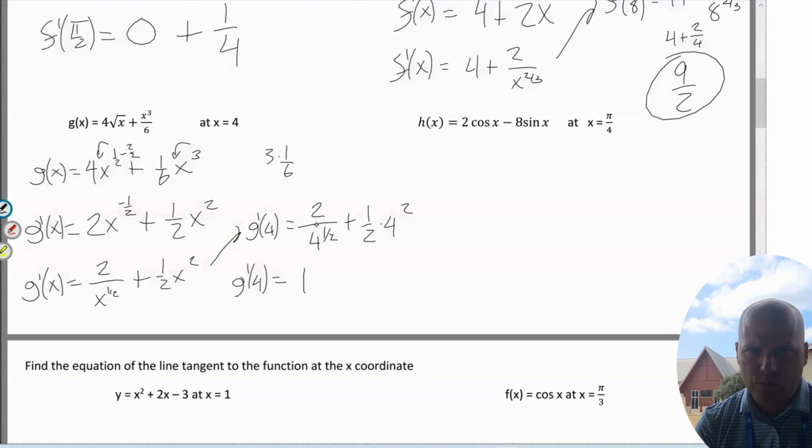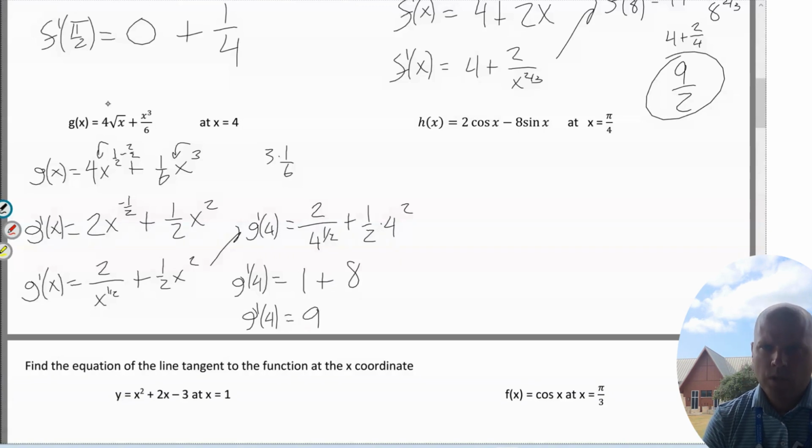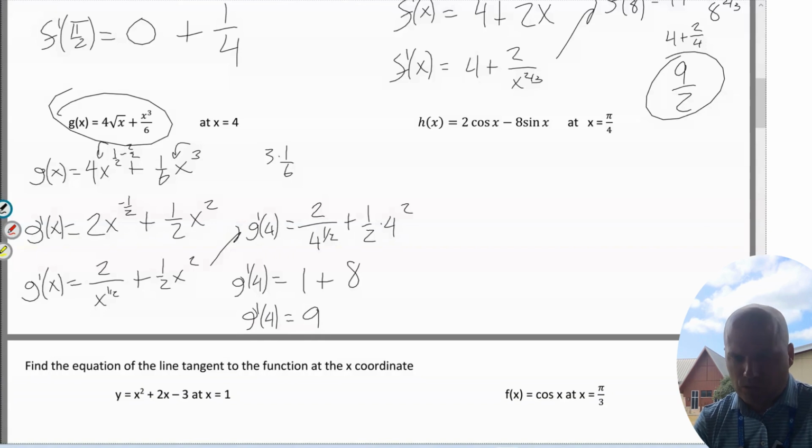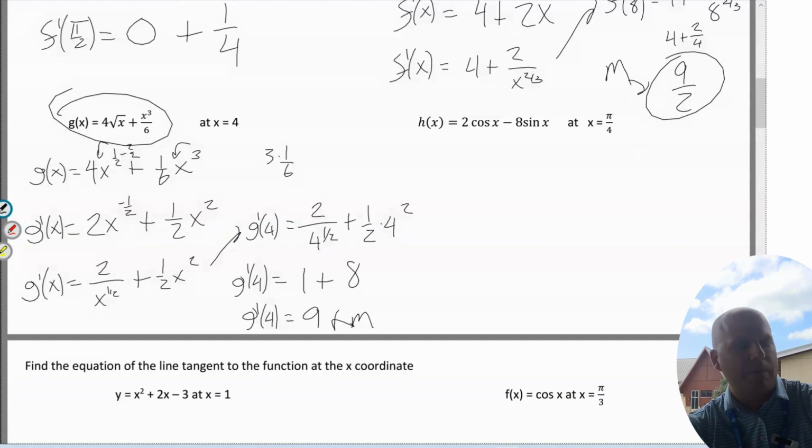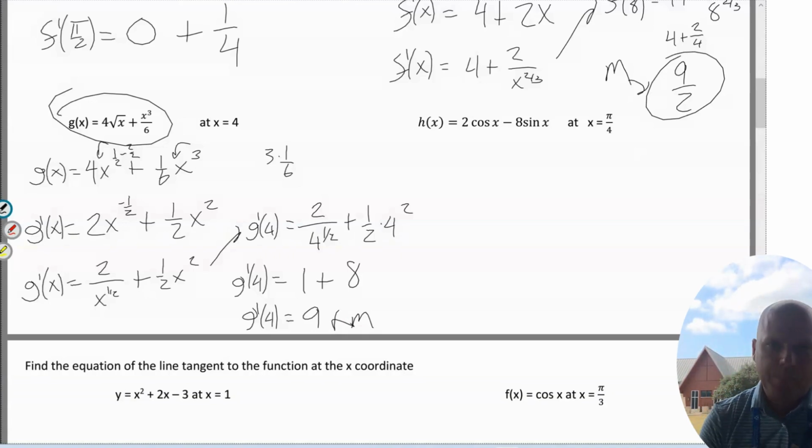Square root of 4 is 2, so 2 over 2 is 1. This is 16 times a half, which is 8. This is 9. This function at x equals 4 is increasing 9 y's per x. This is an m. Don't you forget it. This is an m. Don't forget what it means. This is the slope of the tangent. This is the first thing we've been doing with these slope equations. Plug in x, get an m.